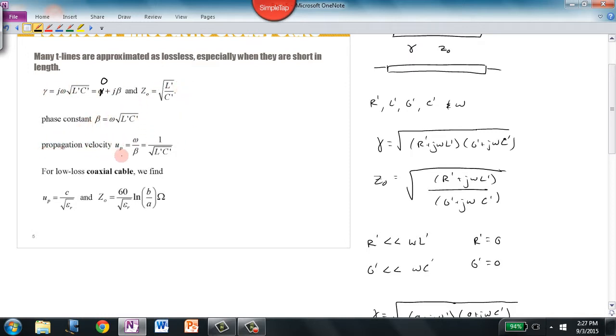An additional conclusion you can draw from that is that we can calculate propagation velocity from 1 over the square root of L prime C prime. And then if we're using coax, I'm not going to show the math, but if we were to apply the distributed parameter models, you would eventually arrive at the result that Z0 is equal to 60 over the square root of the relative electric permittivity times the natural log of the inner radius of the outer conductor divided by the radius of the inner conductor there.